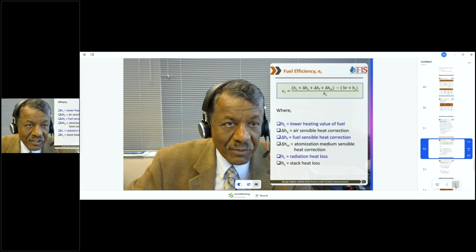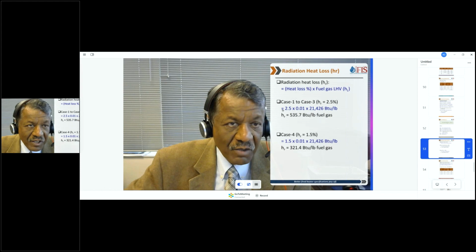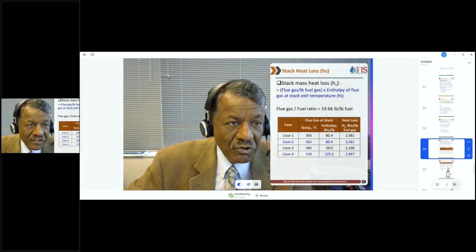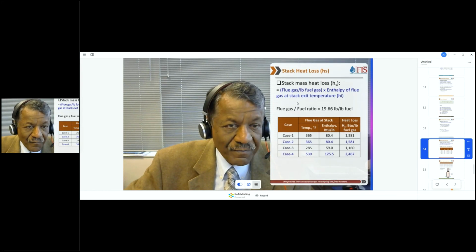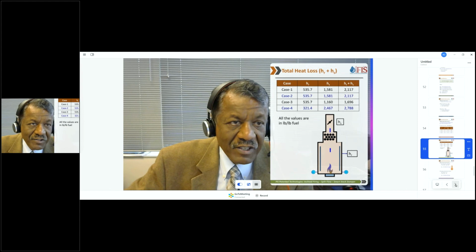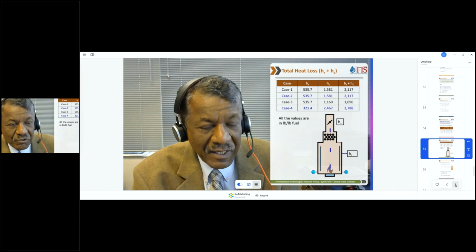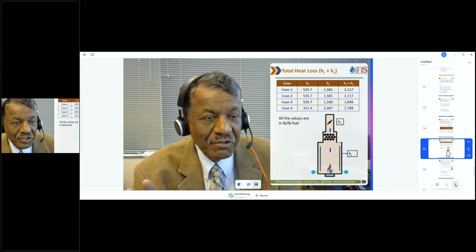I think we already presented this formula. So we calculate the heat losses, radiation heat losses, how much is the heat loss. We calculate the stack heat loss depending on the temperatures. And in each case, it is different. When it is 365, it is 1581. When it is 285, it's higher. But when it is 530, it's lower. So we do this, and then we come up with the efficiencies. It's actually simple chemistry calculations, and that's what we do.